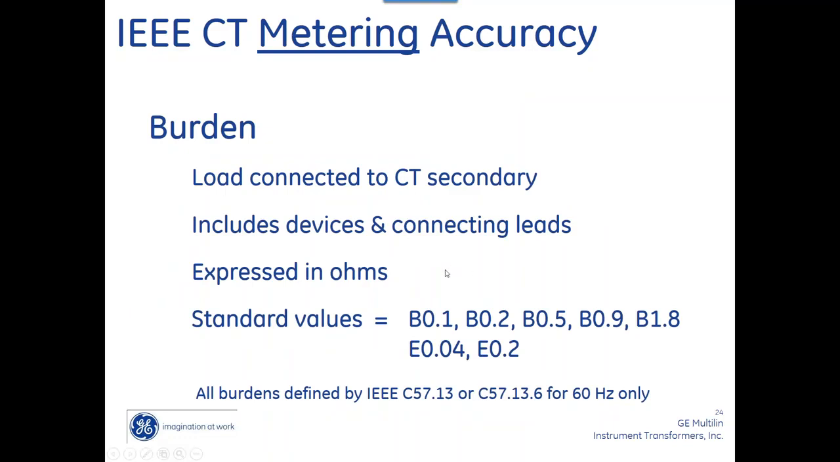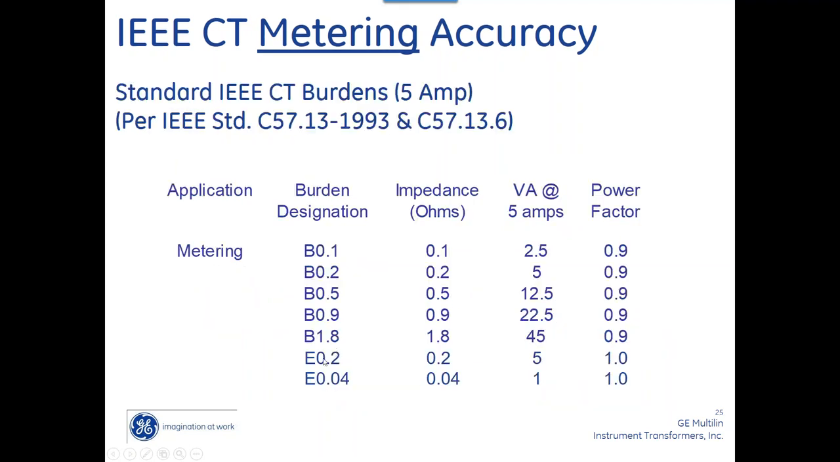All right. The next thing I want to talk about is burden on a metering CT. That consists of several things: the load, devices, the wire, and it's expressed in ohms. So you'll get into different ratings they call B, which stands for burden ratings. So B0.1 can be 0.1 ohms, B1 can be 1 ohm of burden, B1.8 can be 1.8 ohms. So that's what you've got on that.